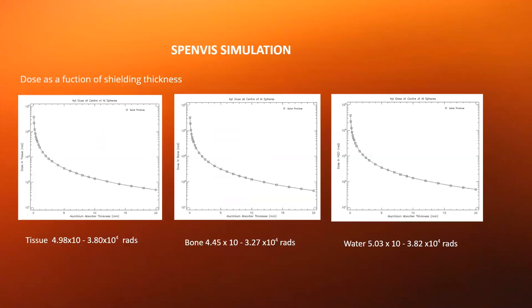Okay, so to estimate the ionizing dose, we used SPENVIS to model the space radiation environment. And we looked at three different target materials: tissue, bone, and water. The model determined the absorbed dose as a function of depth in aluminum shielding material. And it can be seen from the figures that the absorbed dose by the target material decreases as we increase the shielding thickness. So more of the simulation and the analysis will be covered in the next slide with Eshani and Shireen.